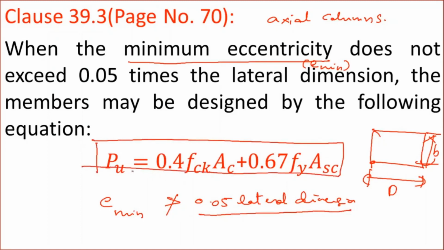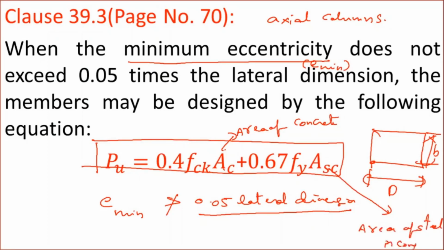So what is this equation? Pu equals 0.4 fck into Ac, where Ac is the area of concrete, plus 0.67 fy into Asc, where Asc is the area of steel in compression. If you use this formula, then you will get the design load the column can carry.